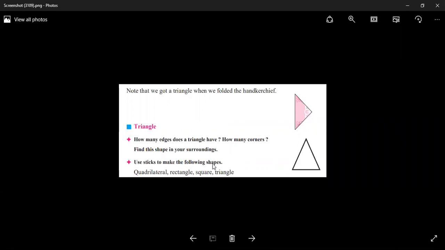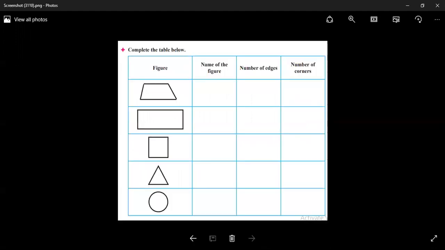Use sticks to make the following shapes. As we have done this question before also: quadrilateral, rectangle, square, and triangle. So this was the lesson about geometrical figures. Children have to complete this table in their notebook.